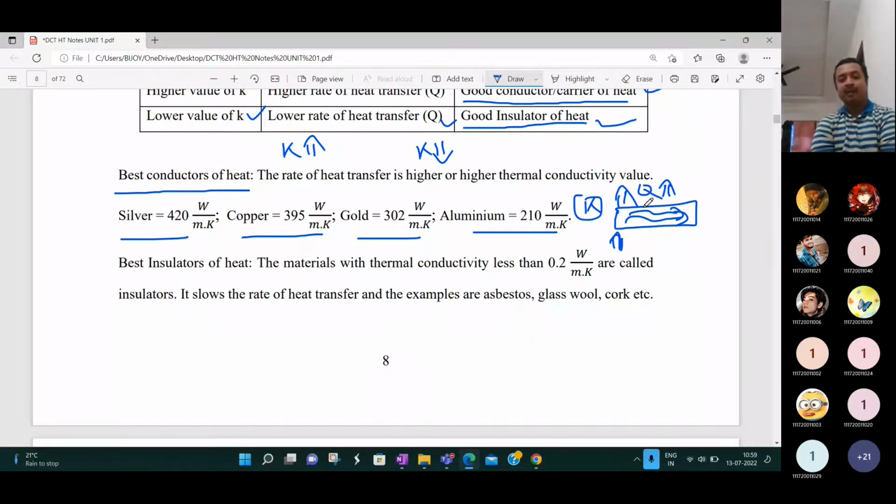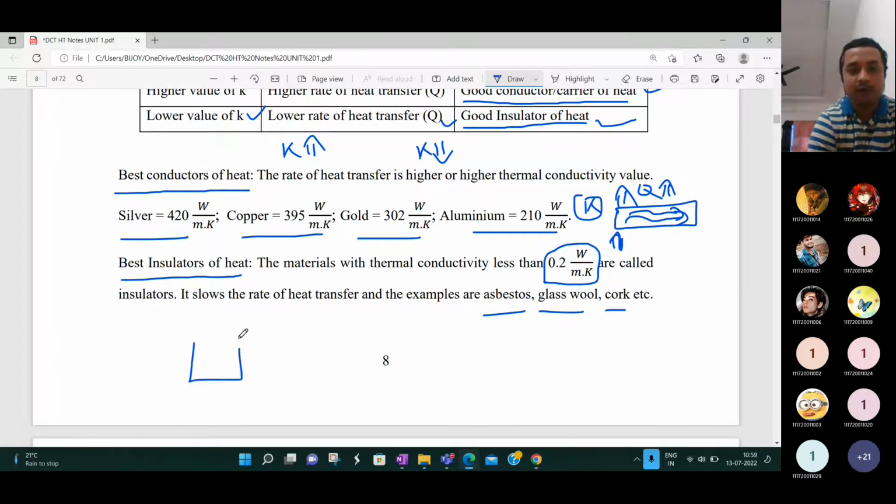Then, in the opposite case, what is a thermal insulator? Where the K value is less. How much less? Around 0.2 watt per meter Kelvin. The examples are asbestos, glass wool, cork, etc.